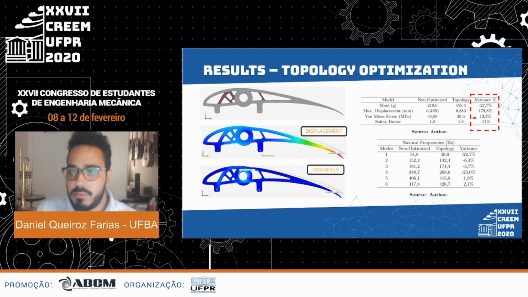Followed by that, there was also an increase of the von Mises stresses and consequently a decrease of the safety factor of the part, with the final safety factor of 1.6. Another interesting factor to be observed is a change on the natural frequencies of each of the 6 first modes of the part, with a decrease on the 4 first modes and, from the 5th, a small increase.